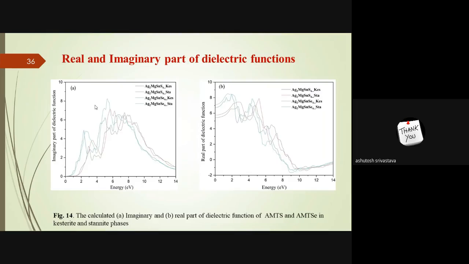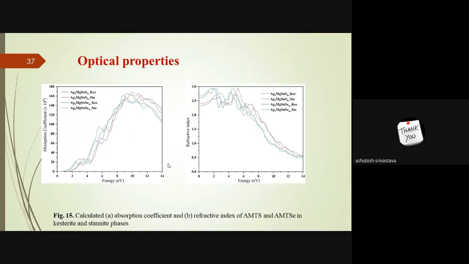There are also other graphs, like the optical properties, since we are dealing with a material to be used as a solar cell material for energy conversion, so we are looking closely at its optical properties. The dielectric constant of this material is very similar and comparable to the already established CZTS material. These are the real and imaginary parts. Also, the absorption coefficient for CZTS was more than 10 raised to the power 4.